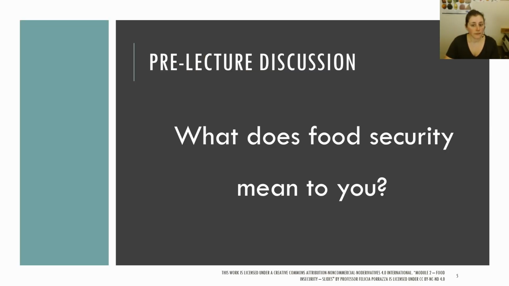Before we get into the definition of food security and food insecurity, I want you to take a moment and jot down what comes to mind when you think of food security. What would food security look like to you?